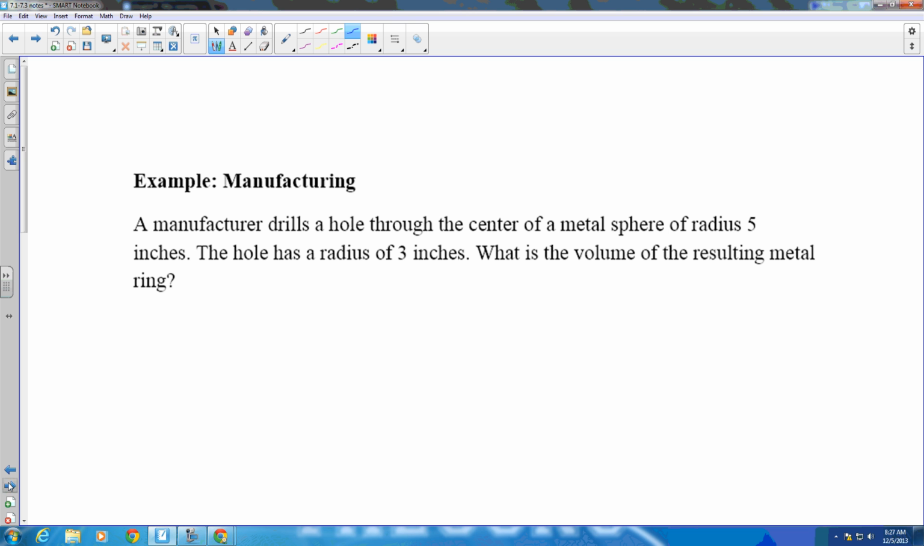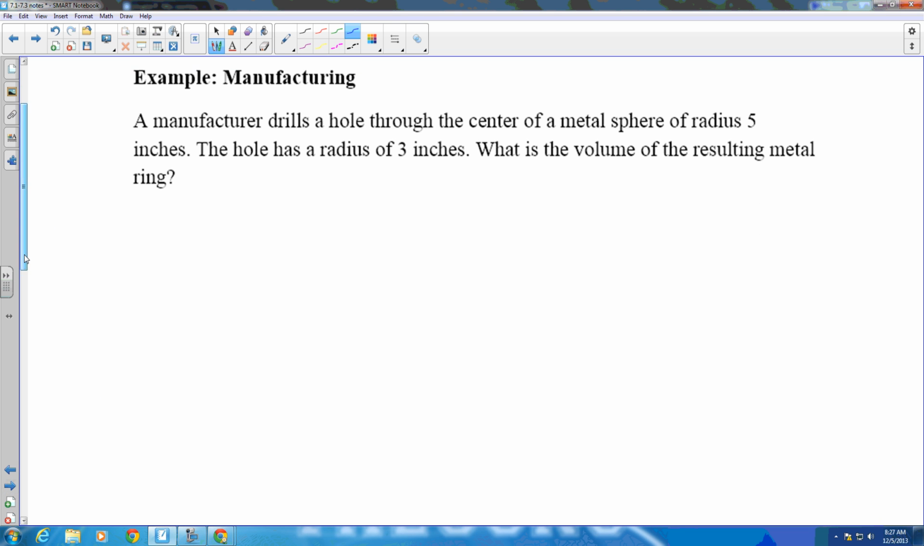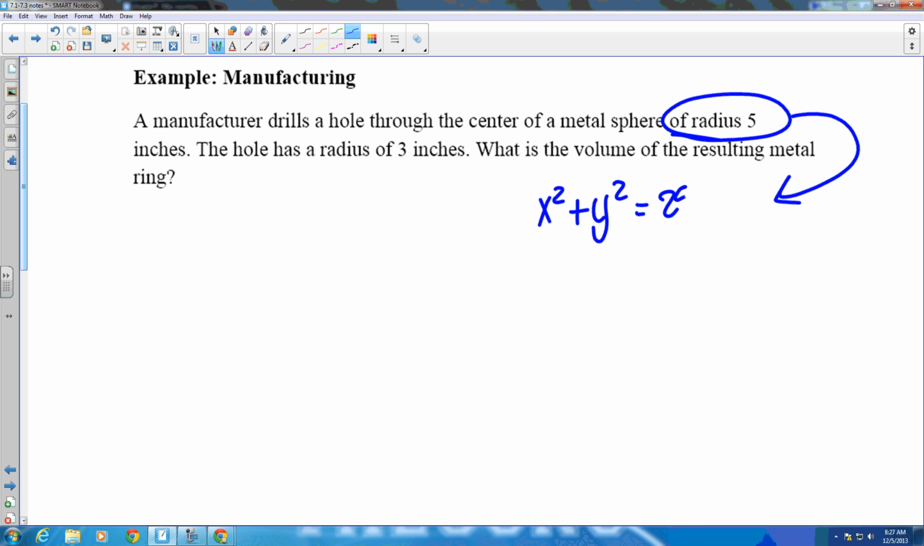Okay, this is actually the last one we're going to do. We're going to skip the last couple examples in this section. So a manufacturer drills a hole through the center of a metal sphere that has a radius of 5 inches. So if we have a radius of 5 inches and it's a sphere, this is the equation of the circle, and the hole has a radius of 3 inches.